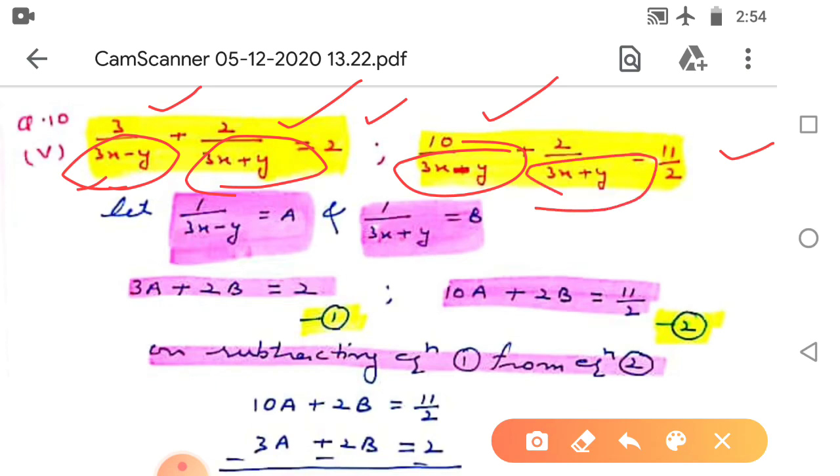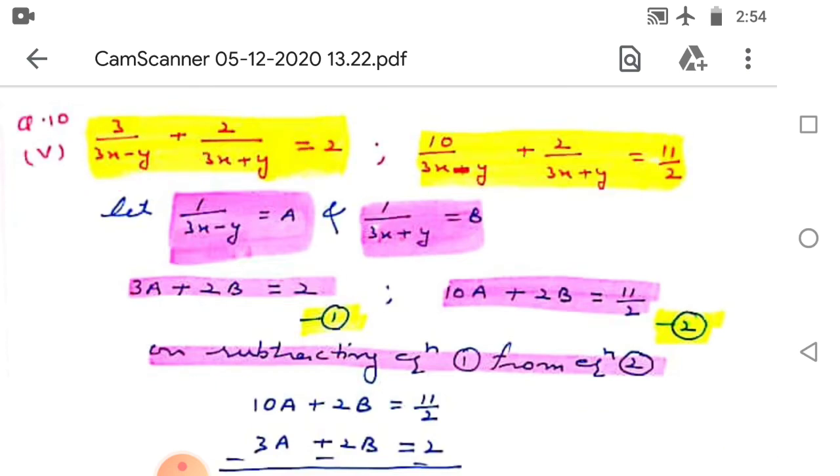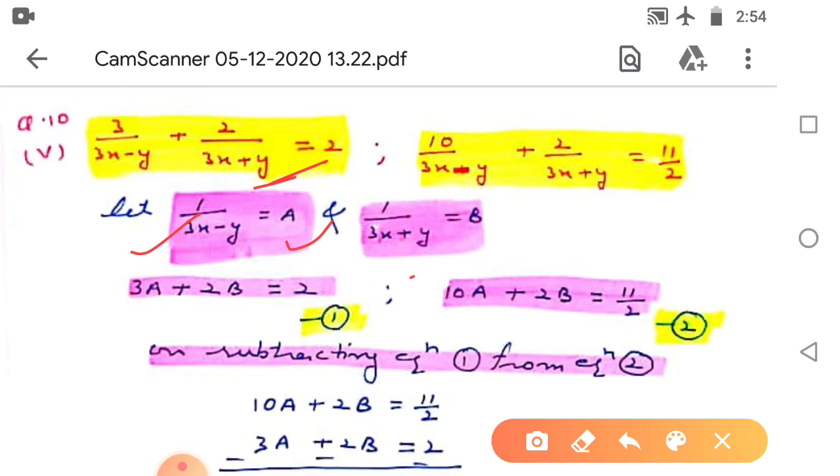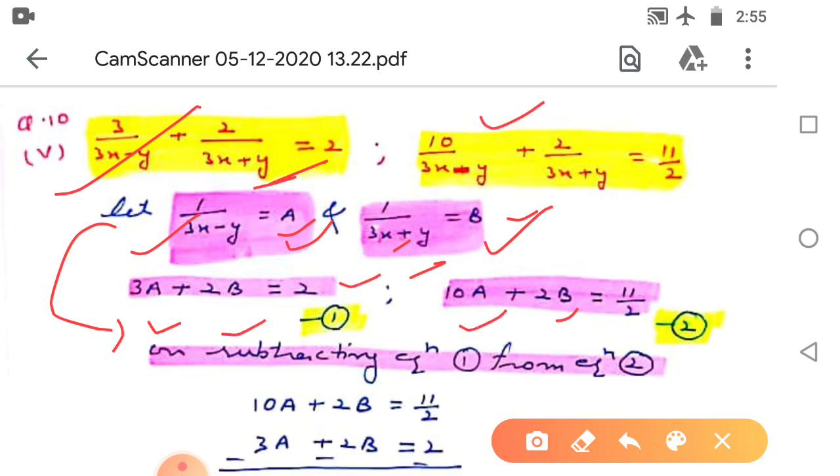So in these types of questions, we have to let 1 upon 3x minus y be equal to a, and 1 upon 3x plus y be equal to b, right? So equation 1 becomes 3a plus 2b is equal to 2, and equation 2 becomes 10a plus 2b is equal to 11 by 2, right?